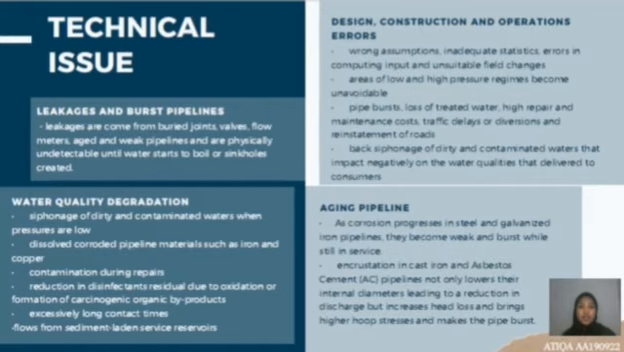Third is aging pipelines. As corrosion progresses in steel and galvanized iron pipelines, they become weak and burst while still in service. Fourth is water quality degradation. Water degrades in many ways, such as siphonage of dirty and contaminated water when pressures are low, dissolved corroded pipeline materials such as iron and copper, and contamination during repairs.